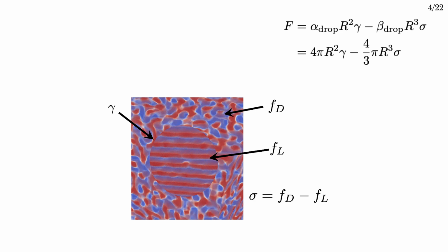The droplet that we just saw was clearly not spherical. This is due to a dependence of the surface tension on the angle at which the lamellar phase meets the disordered phase. A full description of this is beyond the scope of this video, but if you're curious, I recommend looking up the Wulff construction.